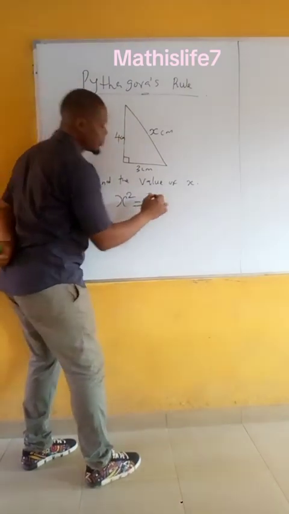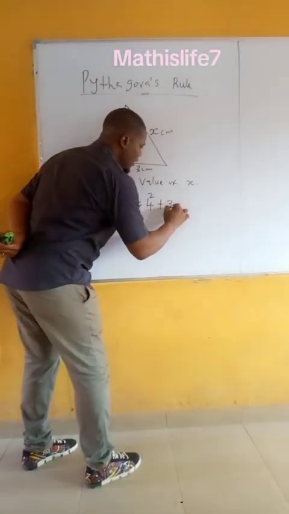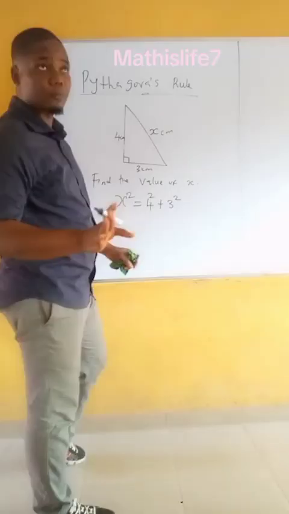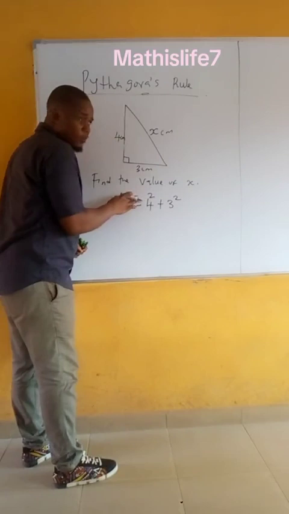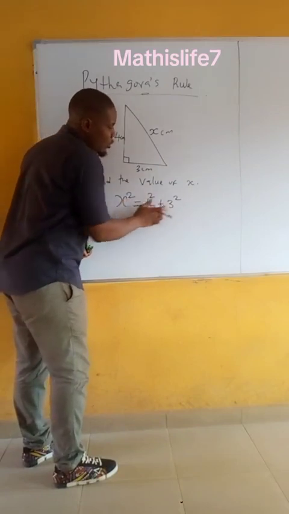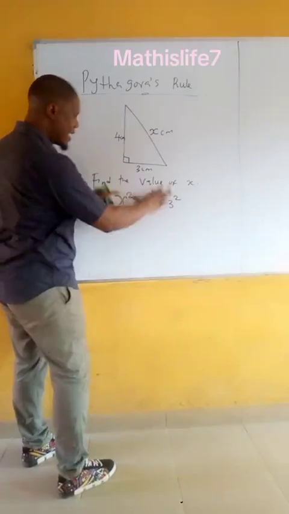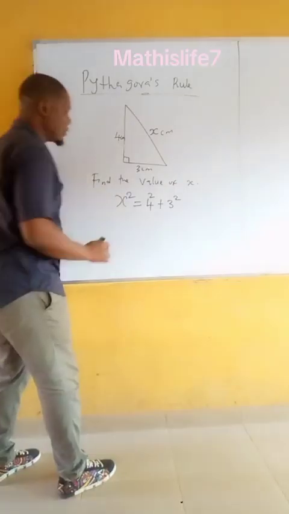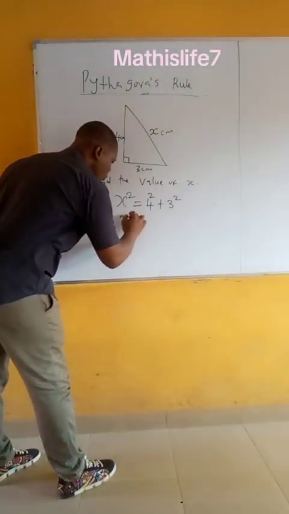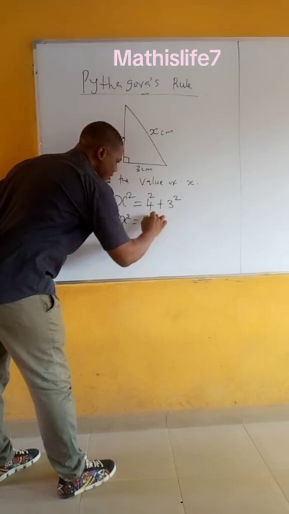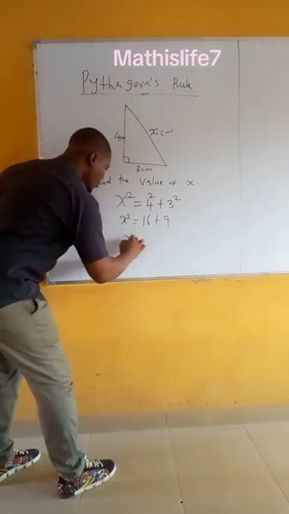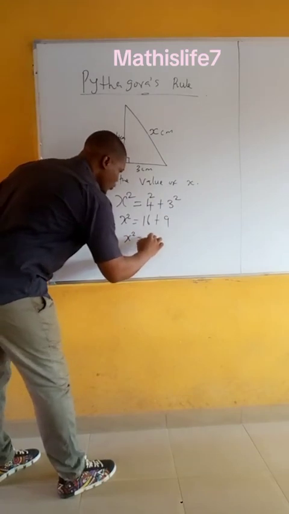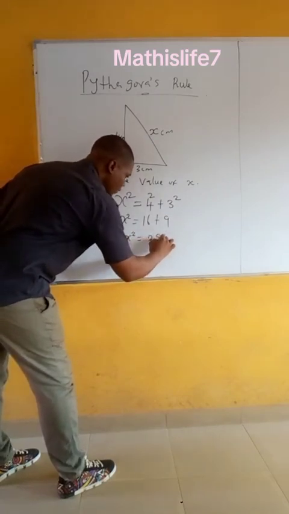This is the rule. The rule is saying that the square on the hypotenuse is equal to the sum of the square on the other two sides. So when I have this, I come back to normal simplification. So here will be x squared is equals to 16 plus 9. So here will be x squared is equals to 25.